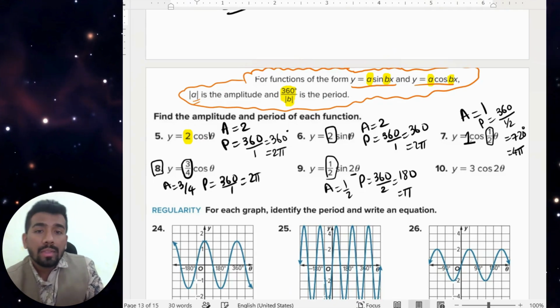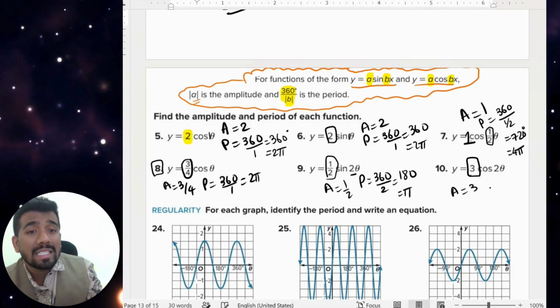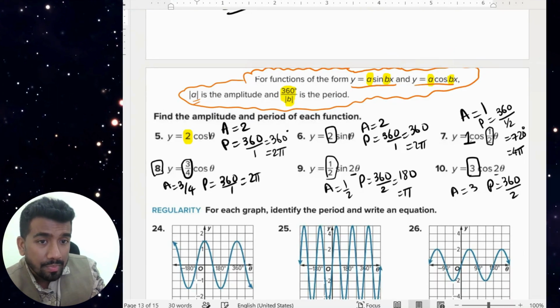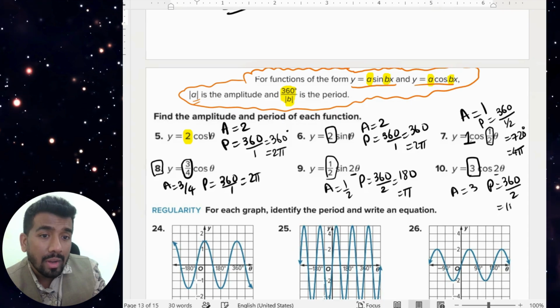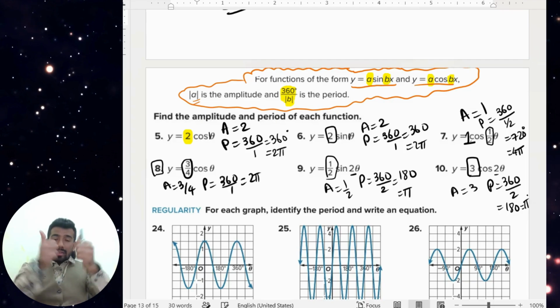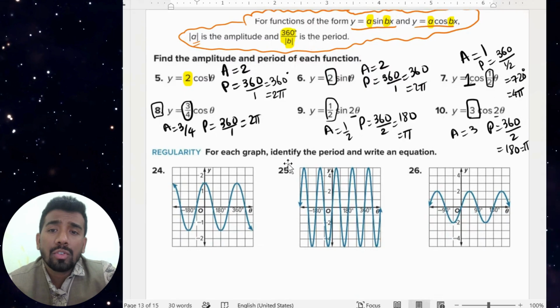And what about this one? The amplitude is 3. I hope everybody got this correct answer. So it's 360 divided by 2. The b is 2. That's 180. That's pi. Good. So that's how you do it, the amplitude and period of a function. Let's go to the next one.